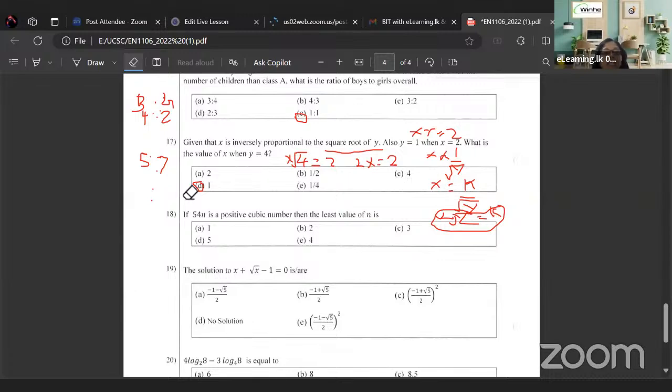If 54n is a positive cubic number, then the least value of n. Right? If 54n is a positive cubic number, then what is the least value of n? What is meant by a cubic number?